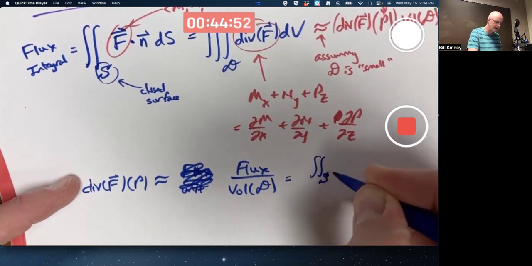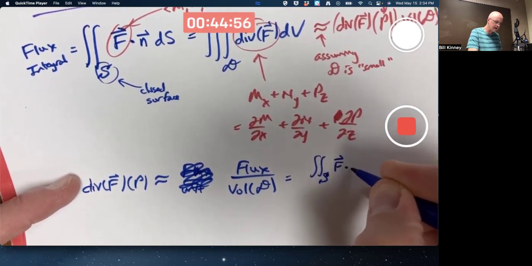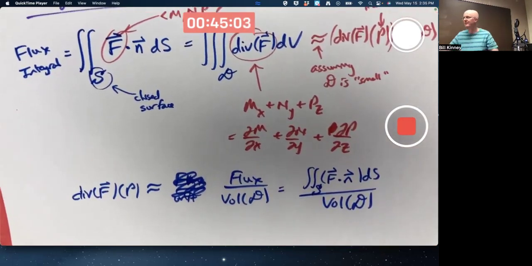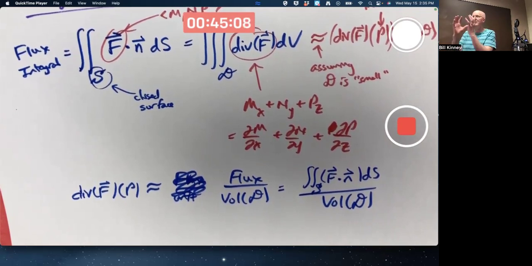The volume, if the solid was a sphere, then you could just figure out the formula for the volume by doing 4/3 pi r cubed. If the solid was a really tiny cube, just do x cubed, take the side lengths and cube them. So it's a way to interpret the divergence near a point.